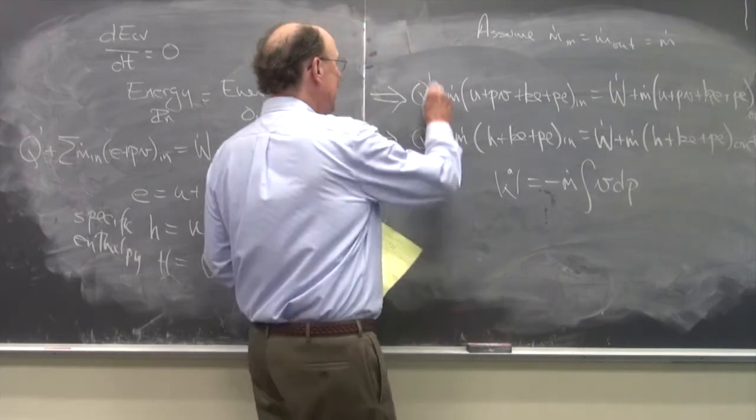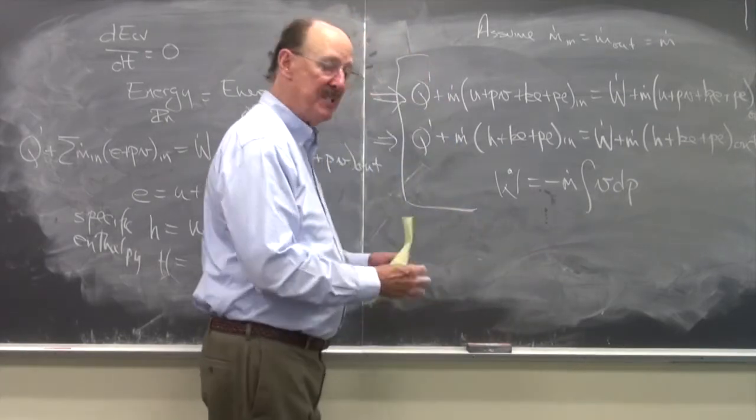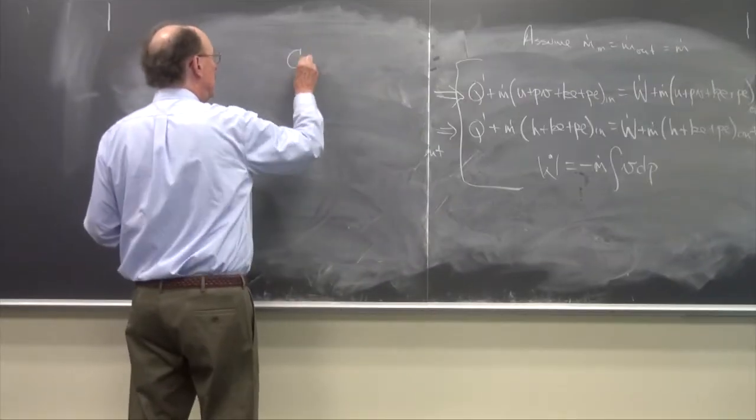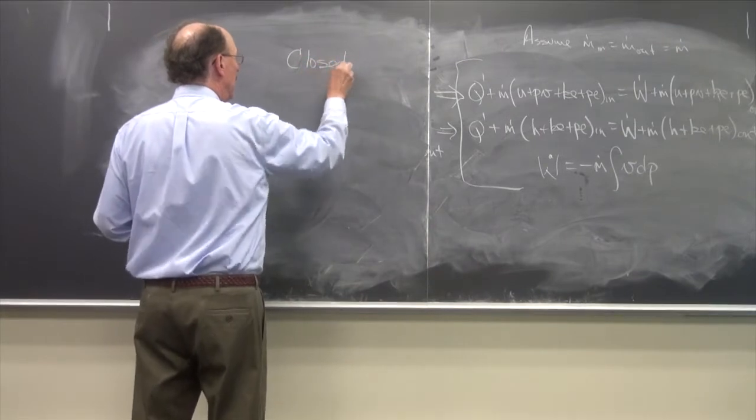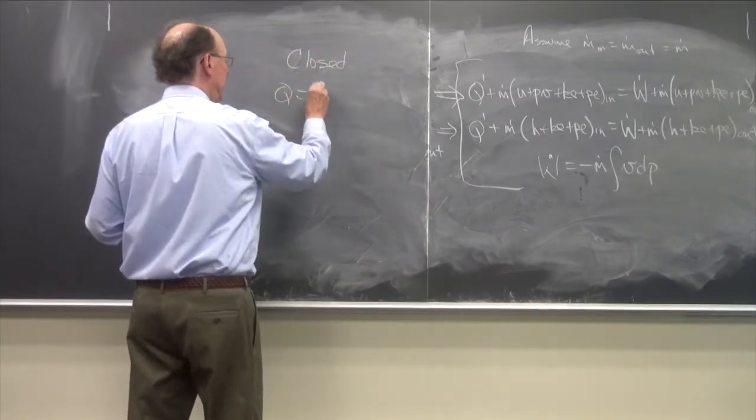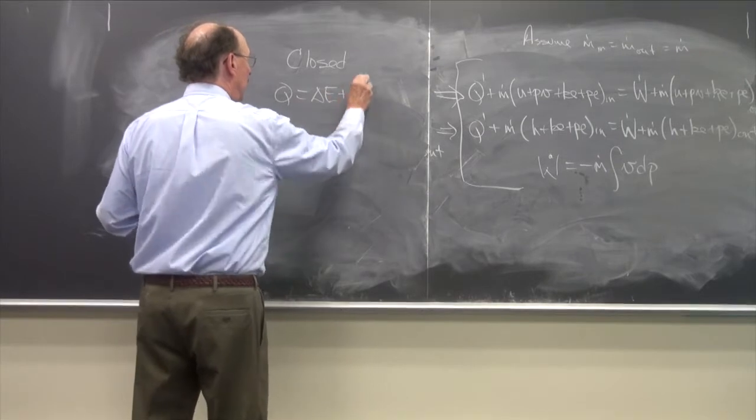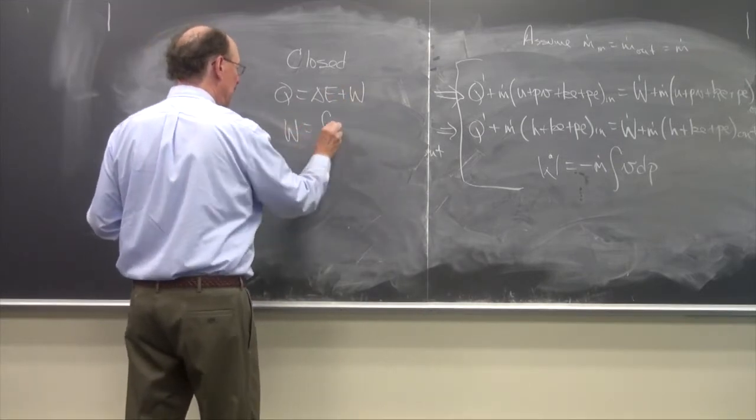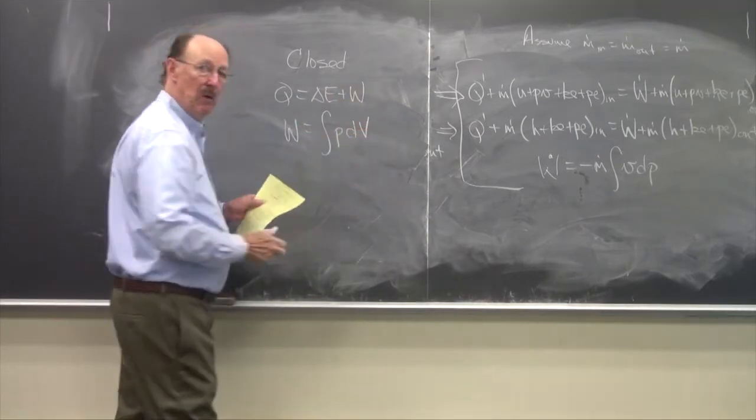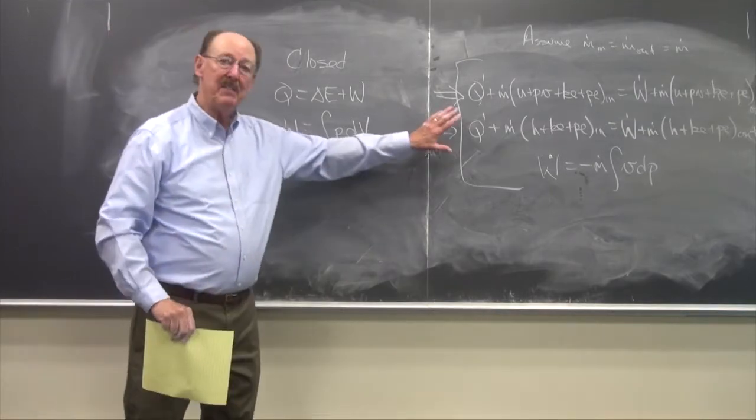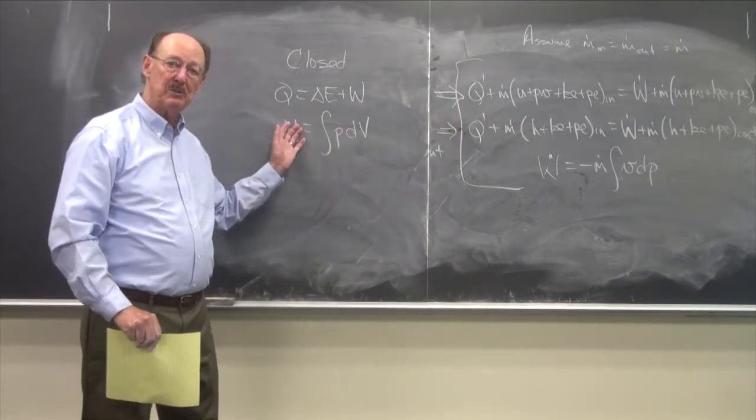So we have these equations for open systems. For a closed system, I have Q is equal to delta E plus W, and W is equal to the integral of PdV. So the parallelism is I have this for open and this for closed.